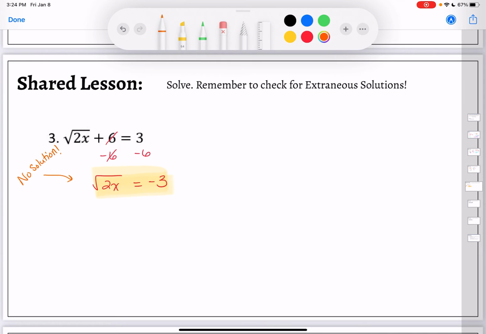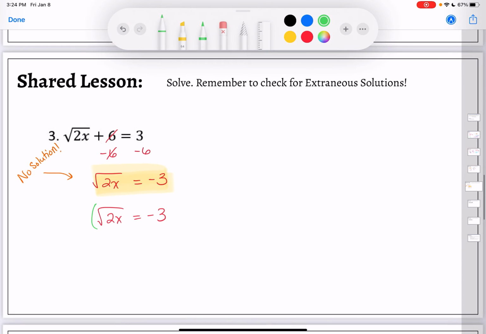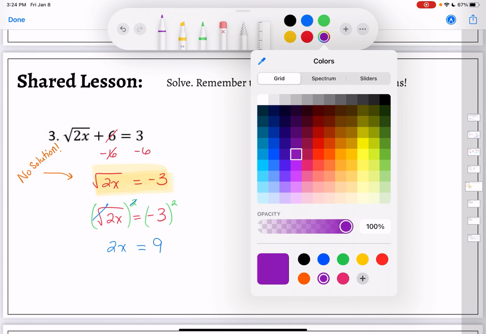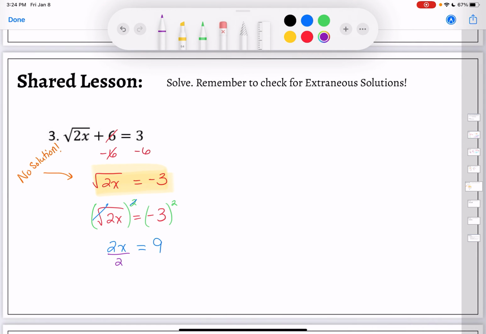So let's just say that you kept going, right? If you were gonna keep going, you would want to square both sides. So I'm just going to put it right in the same thing right underneath. Pretend like you kept going, and you would say, okay, well, my radical's all alone, so I'm going to square both sides. So square root and squared cancel out. I get 2x equals negative 3 squared. Negative times a negative is a positive. Positive 9. And then I divide both sides by 2, and I get x equals 9/2.